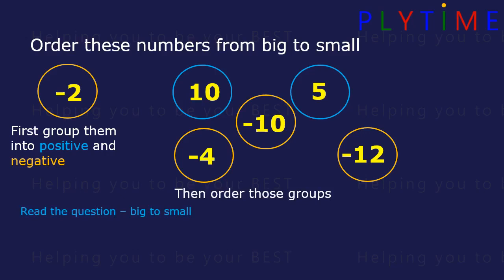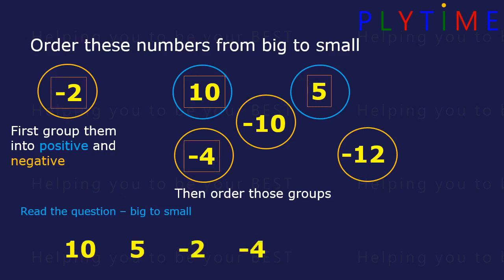Make sure you read the question. The biggest is our biggest positive number. Then we go into our negative numbers. And the smallest is our biggest negative number.